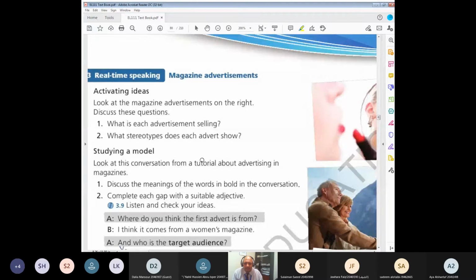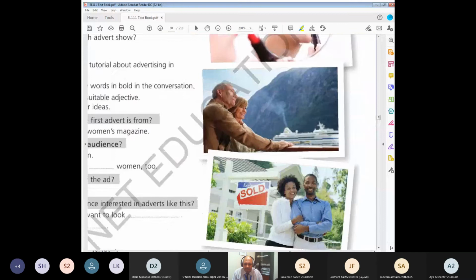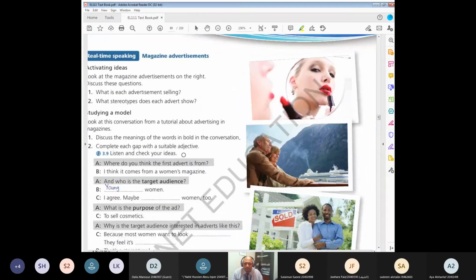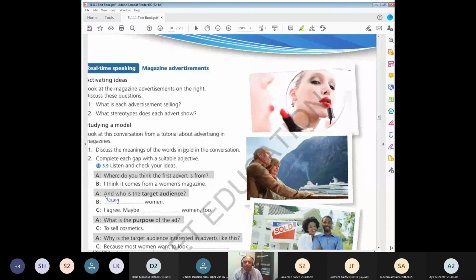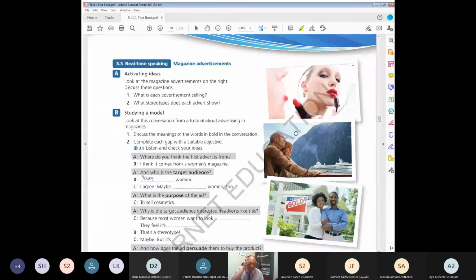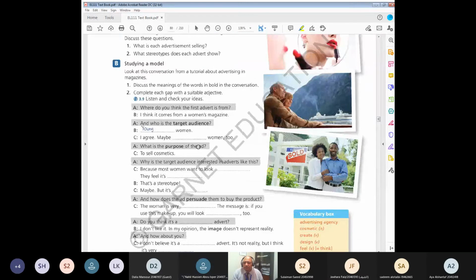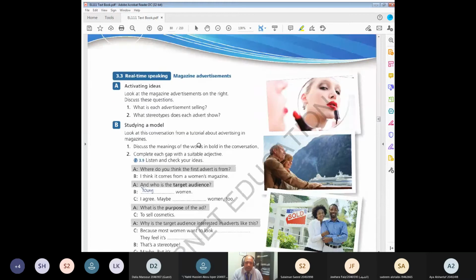So look at the magazine advertisements on the right. Can you see that? Yes. So these are ads or advertisements, إعلانات يعني. How many ads can you see? Three. Yes. What do they sell? I'm asking you. Look at the ads and tell me what you think they are selling. The first one is about makeup. Okay. The second one, a trip in a boat. Yes, this is tourism, a trip or a cruise across perhaps countries or regions. How about the third one? I think houses. Yes, houses and property, عقار يعني, right?